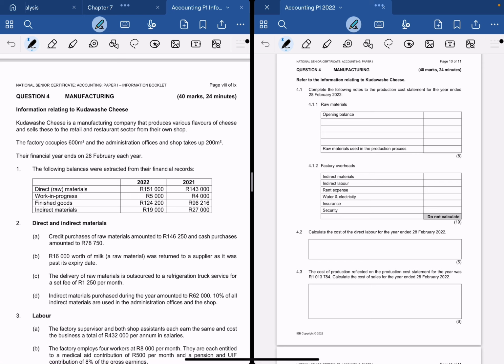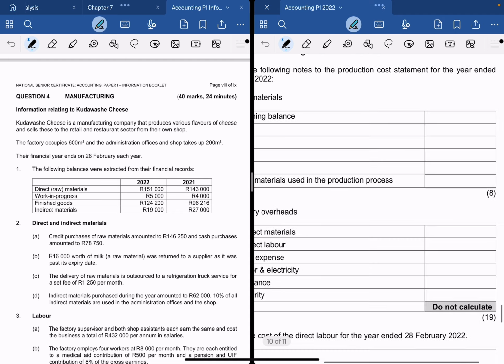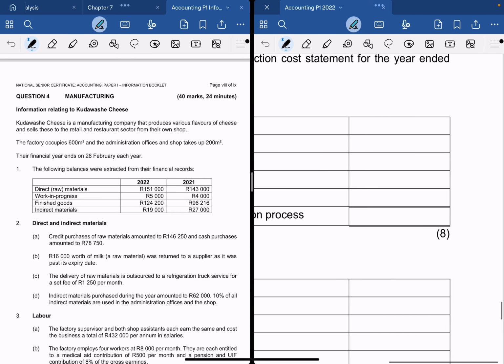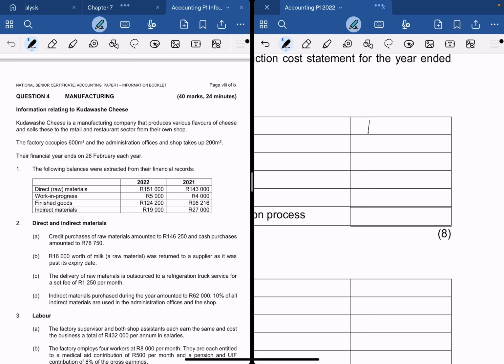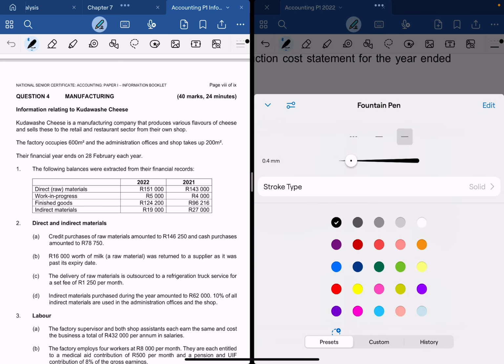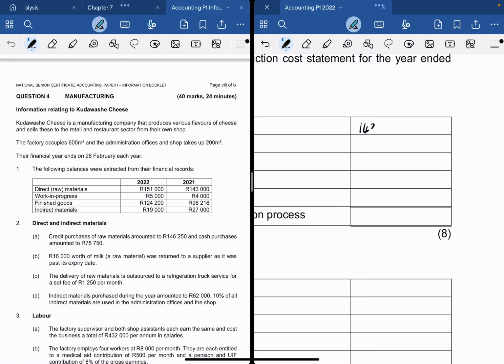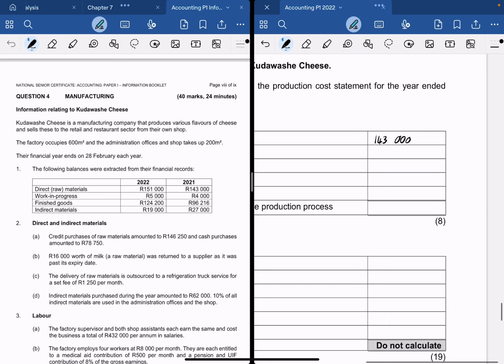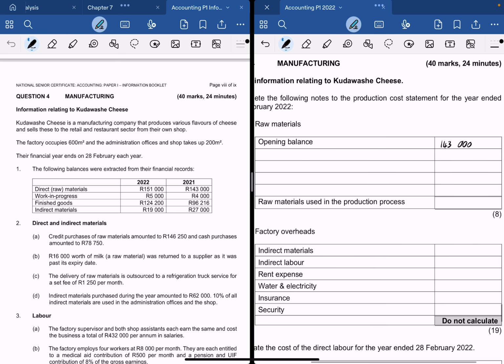Okay. So, first thing, we've got direct raw materials, and we could actually start answering the question here. 2021 opening balance was 143. 2022 opening balance was 151. So we know we can come to our opening balance and put in 143 immediately, right? Sorry, that pen is a little small. Make it a bit bigger. 143, 123. Perfect. So we could actually cross that out. We know we've done that.